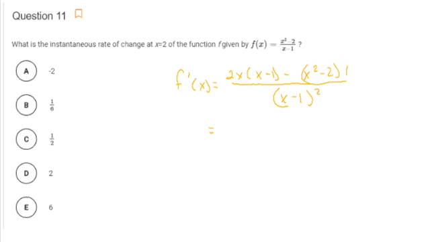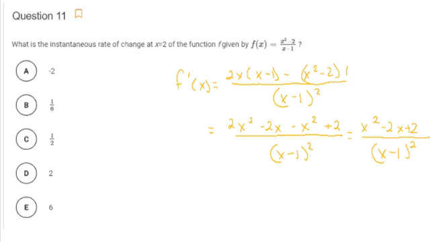Now doing distributive property first, we're going to get 2x squared minus 2x minus x squared plus 2 divided by x minus 1 squared. And I'll go ahead and combine like terms. This is going to be x squared minus 2x plus 2 divided by x minus 1 squared. And we want, what is f prime? What is our derivative at 2?